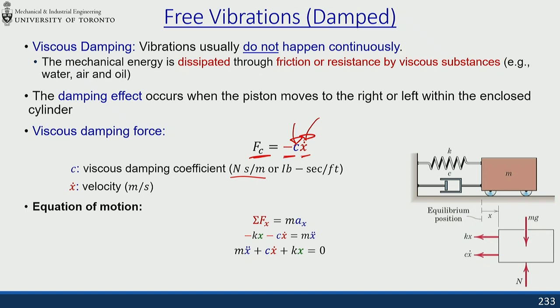Questions so far? If you downloaded the slides before this, then the negative sign is missing. You might want to add it back in. If you plug it into our equation of motion, it becomes m x double dot plus c x dot plus kx equals 0. This is assuming you have one spring and one damper. Questions on this?